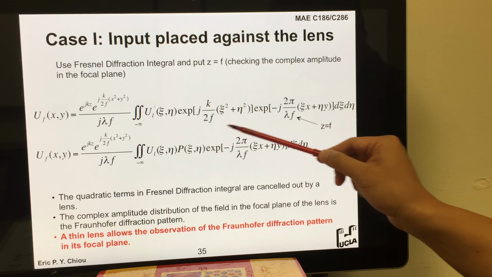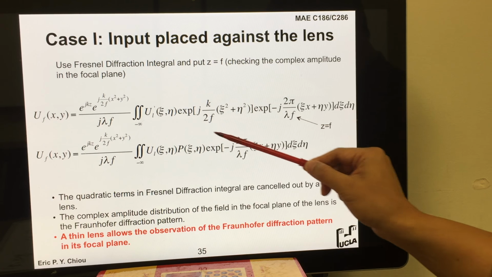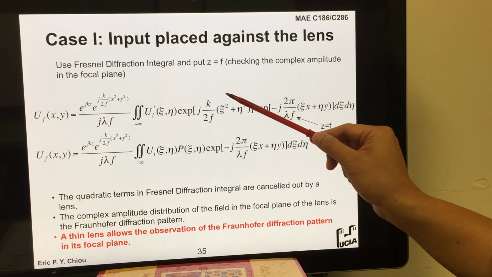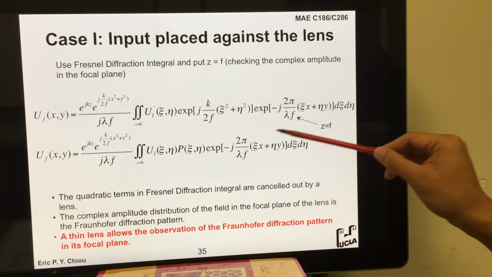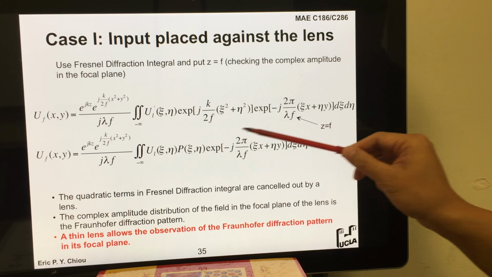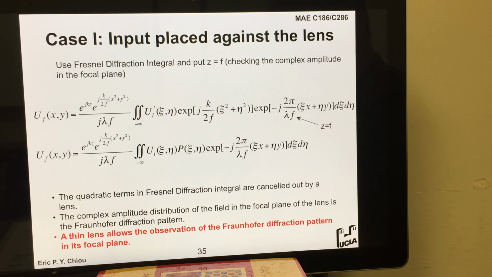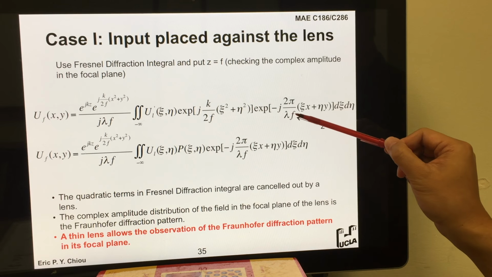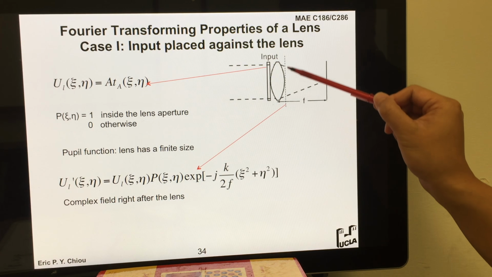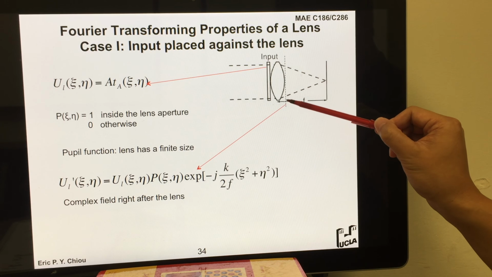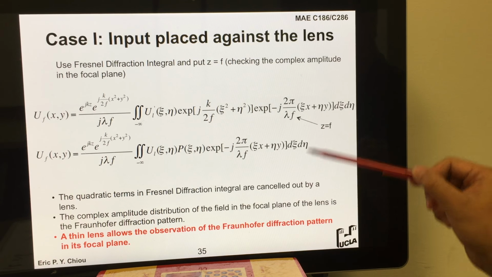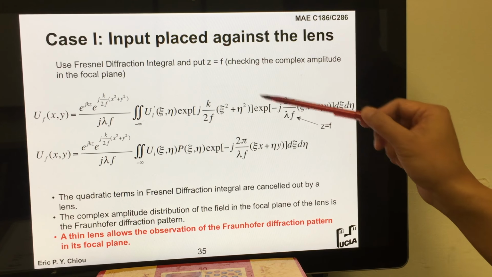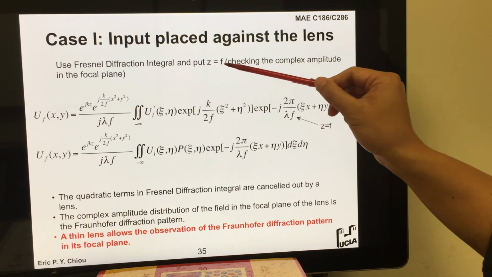When you put a lens here, that just automatically cancels out. And what you have is that, look, this is f. Why is it f? Because this represents the propagation distance. Here is the propagation from right after the lens to the focal plane. This f is your propagation distance in your Fresnel diffraction pattern.